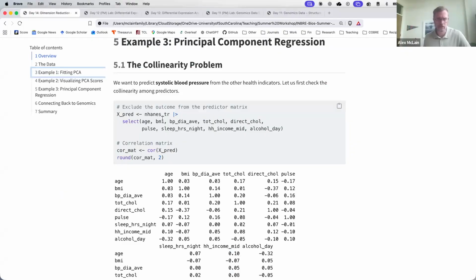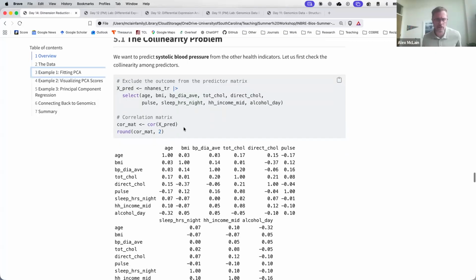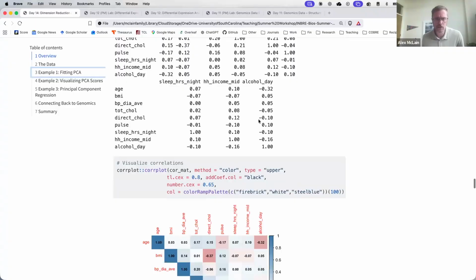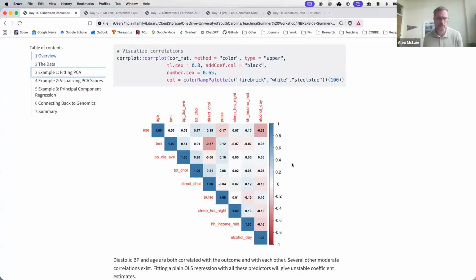And take a look at that. Okay, we have all these variables that we're keeping: age, BMI, blood pressure, all those types of things. And here we're looking at the correlation matrix between these variables. We can visualize it using the corrplot package a little better.